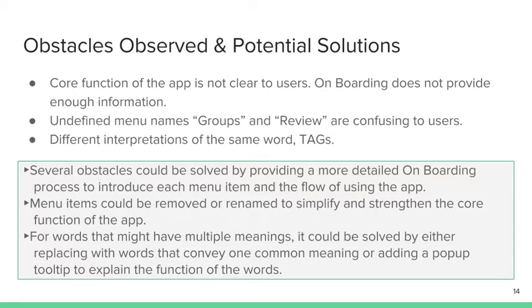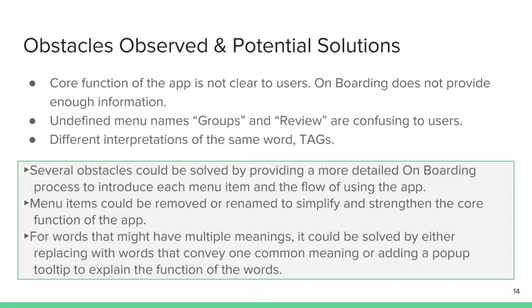Some obstacles during the usability test were observed, such as core functions of the app not being clear to users. Onboarding does not provide enough information. 2 out of 3 testers consider this a full language app, including all lessons in the beginning. Undefined menu names, groups, and review are confusing to users. Different interpretation of the same word tags. All 3 testers consider tags to be different functions: favorite, important, needs to study more, or auto-categorizing.